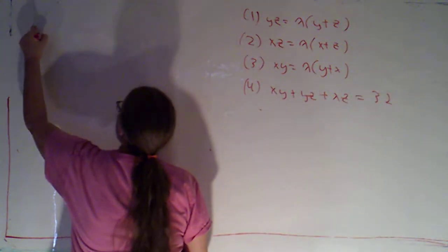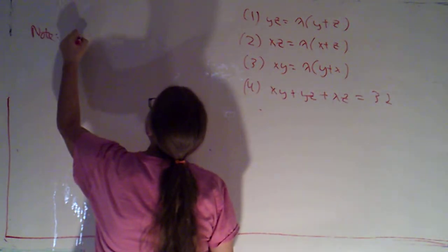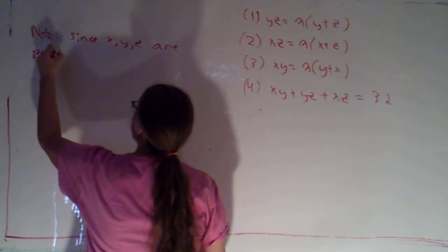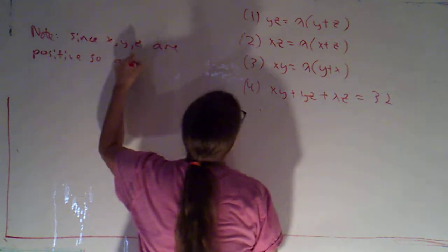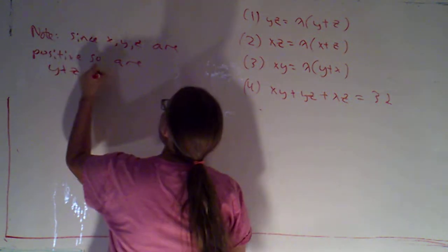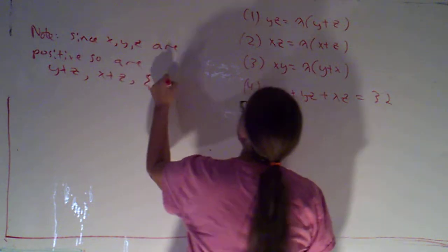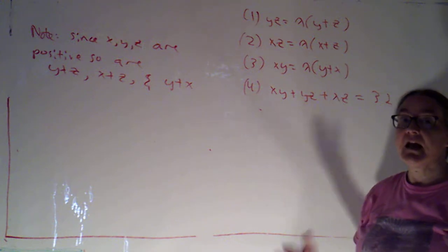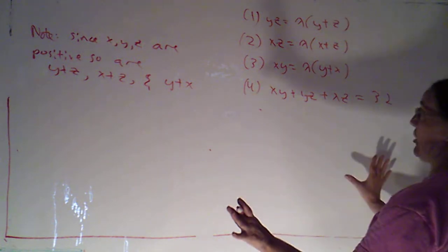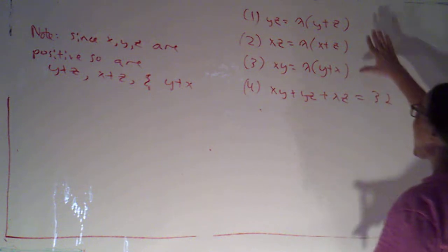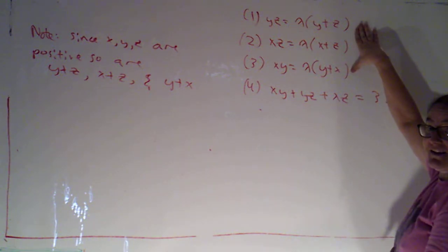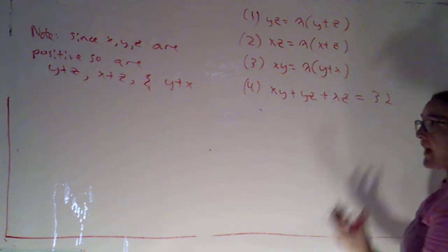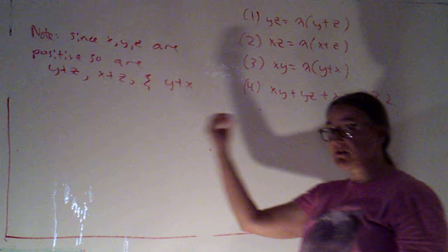Okay. So I'm just going to make a note. Okay. Since x, y, and z are positive, so are y plus z, x plus z, and y plus x. So I can actually divide by all of them. Now, if I were just doing this as a math problem, not a practical problem, I would not be able to make that assumption, and I would have cases.